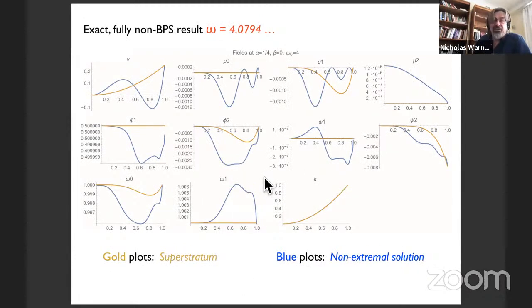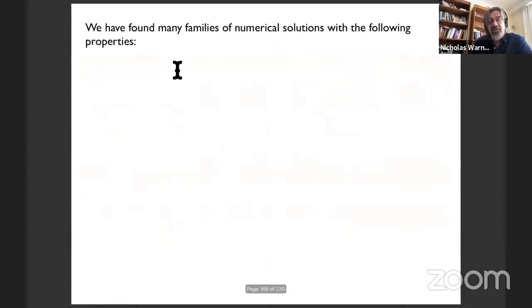There are 11 functions. There's the function nu, which is the seed, and then there are the other 10. And the geometry is down here. This is the electromagnetic fields, and these are the scalars. The gold plots are the superstratum, and the blue plots are the non-extremal solution. We chose omega as 4 because we wanted 2 nodes. So you get a nice, interesting wiggle, and everybody wiggles in a nice, interesting way. But the important point is the solutions are very different from the superstratum. They are very non-trivial. So these things exist and are smooth at both ends.